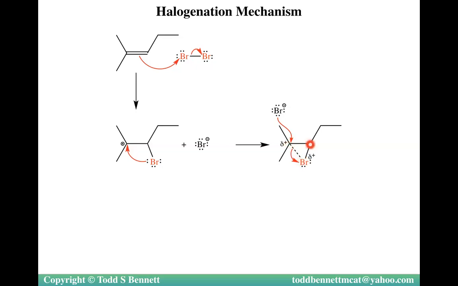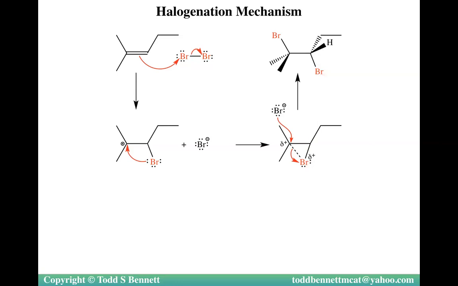This side has a bigger plus charge than the other side. Negative seeks out positive, comes in and attacks, breaking that bond from the backside, so you end up with anti-orientation. This bromine came on top, and this one is going to be knocked to the bottom.